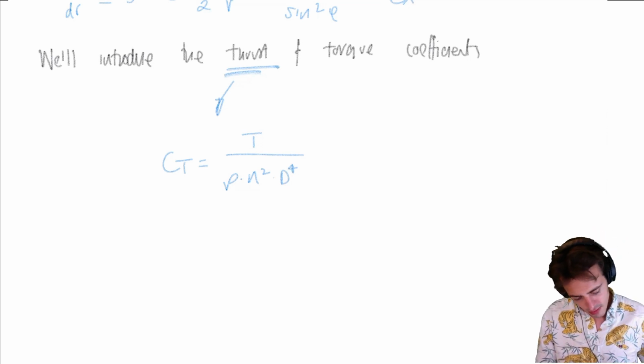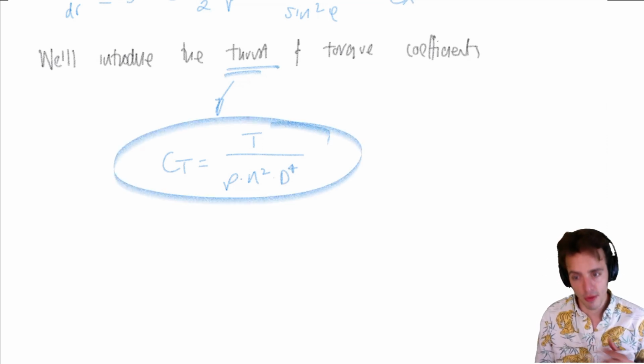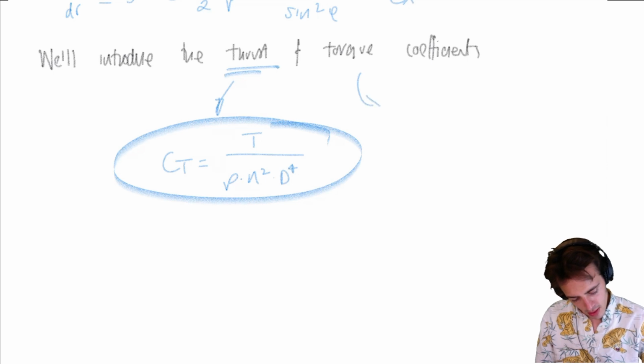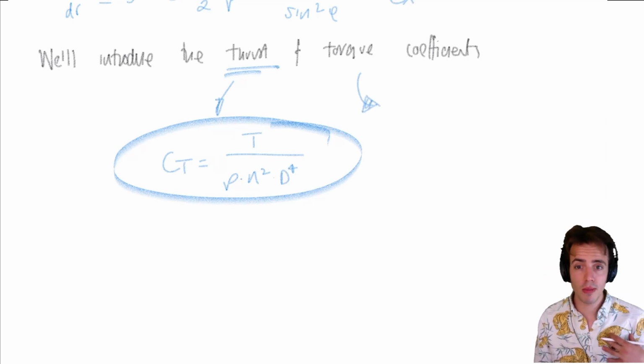If you're not happy with how this is dimensionally consistent, just go through here and confirm that we've got the same units on the numerator and the denominator. If you're not happy with how to do that, set up a Zoom meeting with me, we'll go through that.